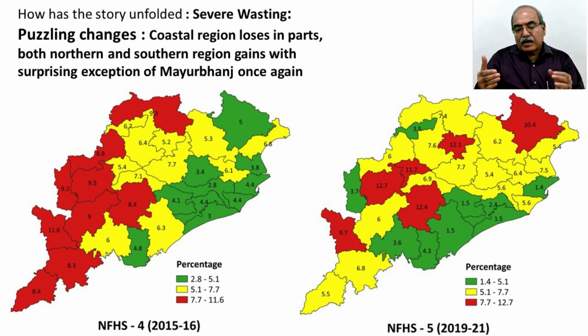In NFHS 5 it comes down to 1.4, but at the higher end it goes up to 12.7. This is a departure from the past, and here again Mayurbhanj turns out to be a surprising exception, one would say. From a green patch it moves to a red patch.